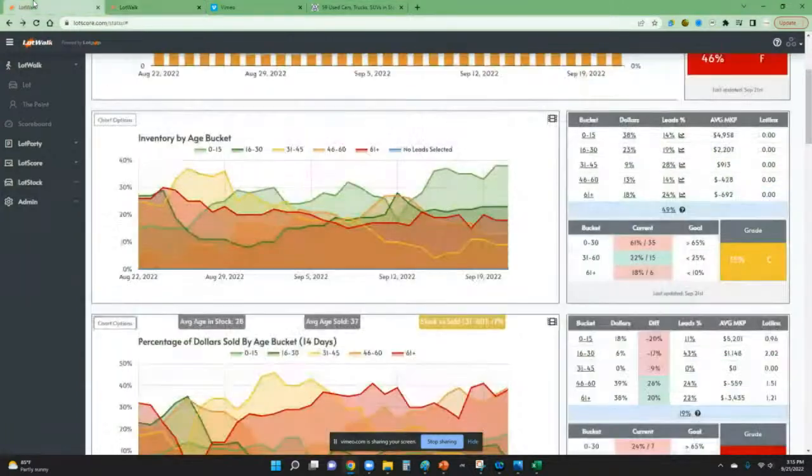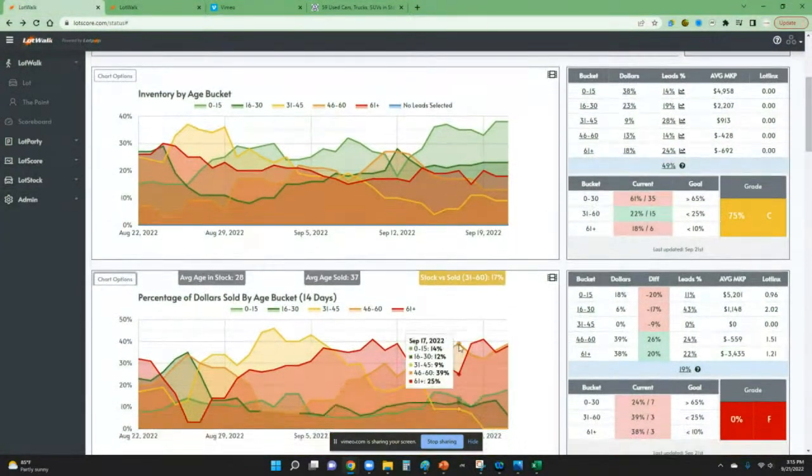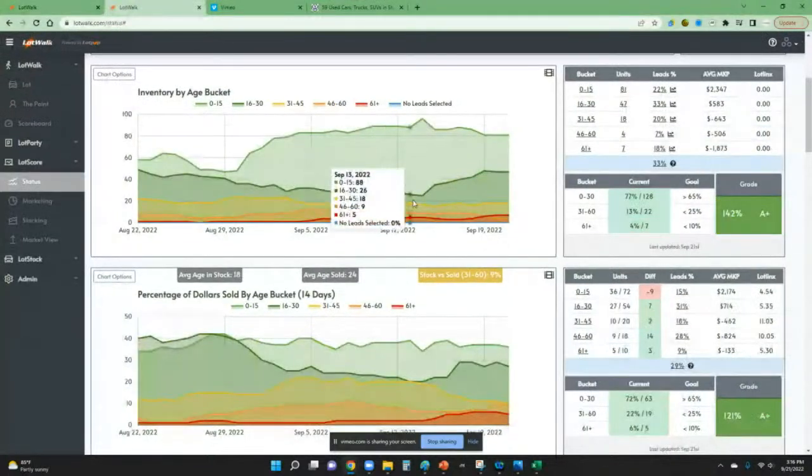So, here, let's go back to that struggling dealer. Notice where they're selling. They're all over the place. They have some going out 0 to 15. They got most of it going out 46 to 60. There's really no consistency in where they're selling cars other than this kind of scrambling. Let's take it a different route.